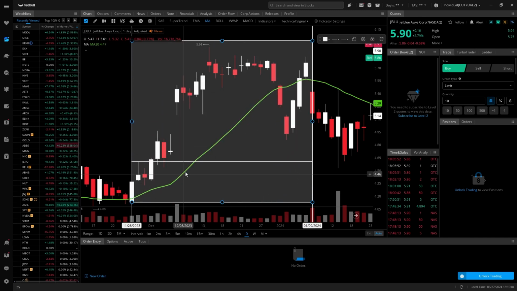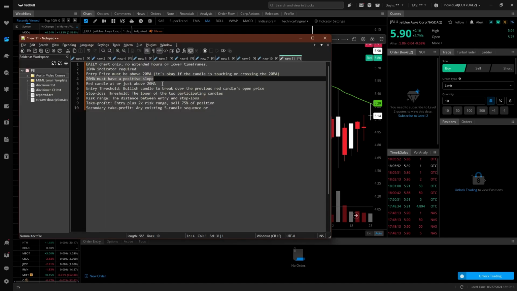Because every single green line, every single moving average plot point here has a positive slope. So that enables me to move down to the next step on my checklist. And the next step here means that we need to see a red candle at or just above the 20-period moving average, okay?